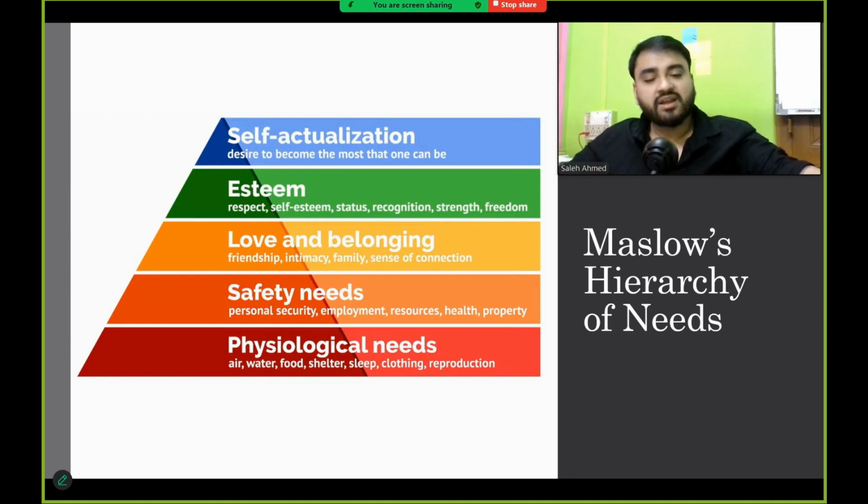So you must be wondering, what is the need of studying Maslow's hierarchy of needs in HR? So basically, the HR managers study this hierarchy of needs to design employee benefits programs. They ensure holistic development of their employees according to this, right?